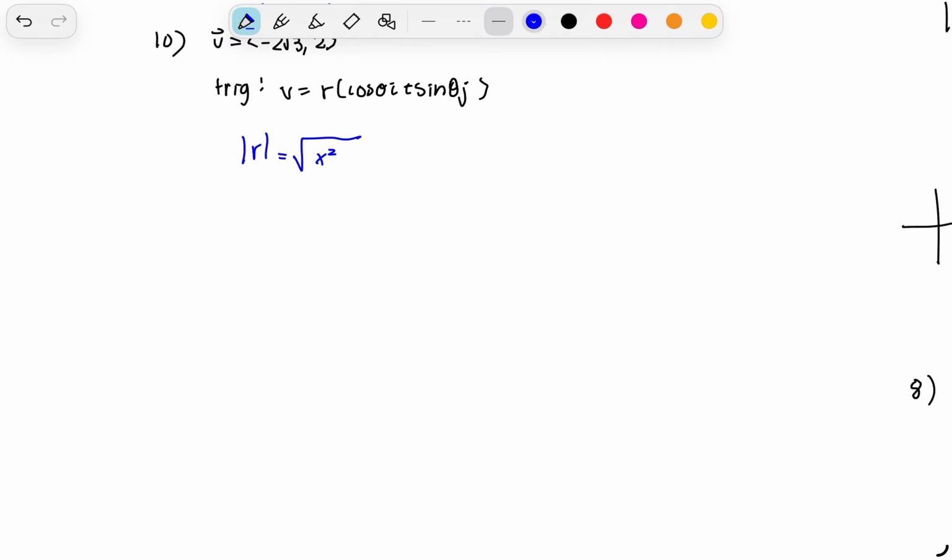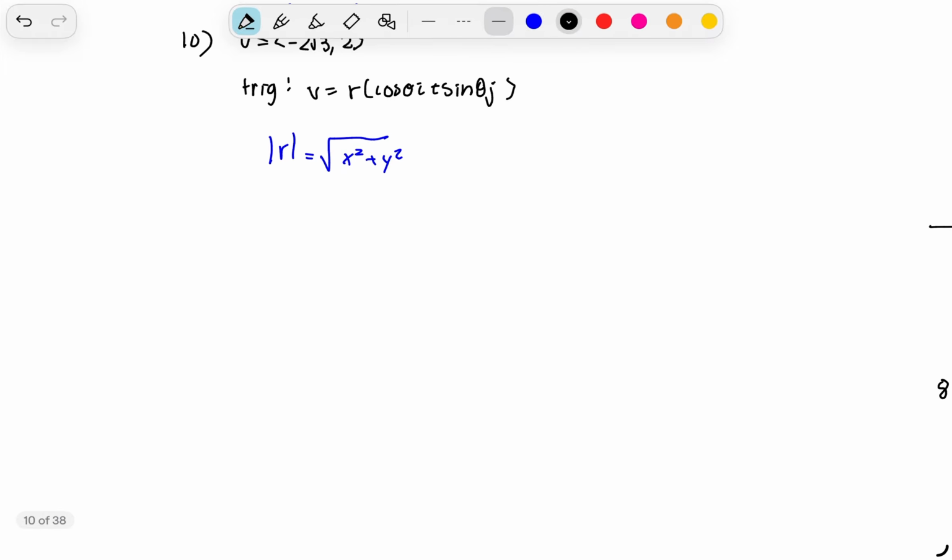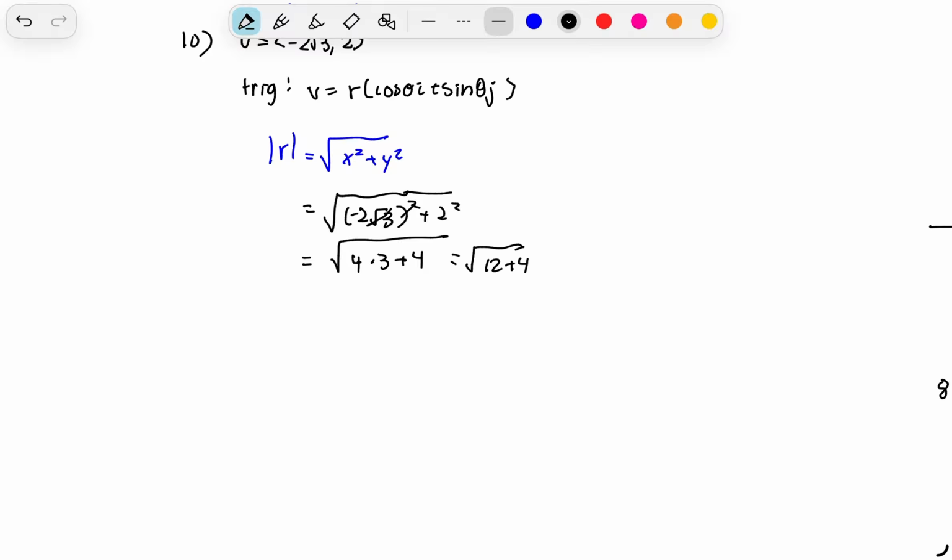So we can get the root of x squared plus y squared, which is going to be the root of negative 2 root 3 squared plus 2 squared. This is going to cancel out that root, and then we would multiply negative 2 times negative 2. That would be 4 times 3 plus 4. And this is going to be the root of 12 plus 4, which is the root of 16, which is 4. So that's your magnitude.